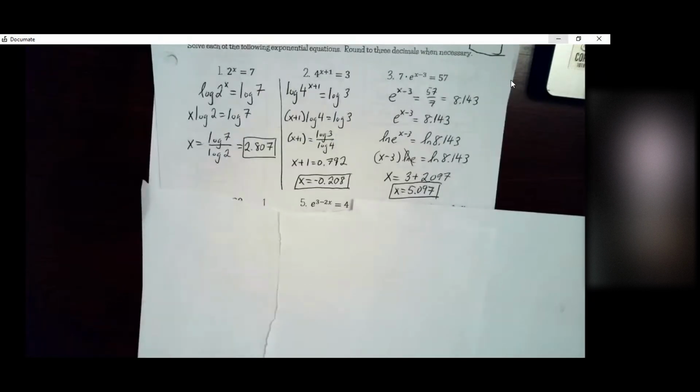And then x equals natural log 8.14 minus 3. Plus 3. Oh, plus 3. I got 5.097. Yeah, that's what I got.